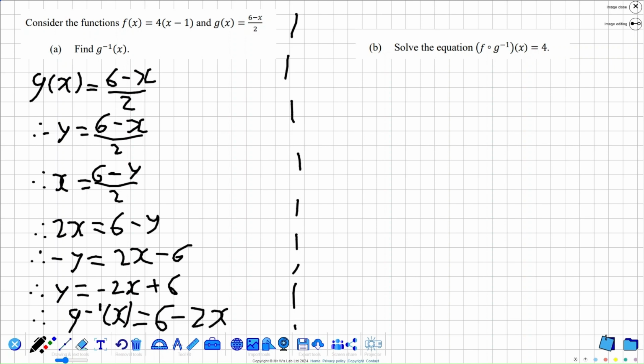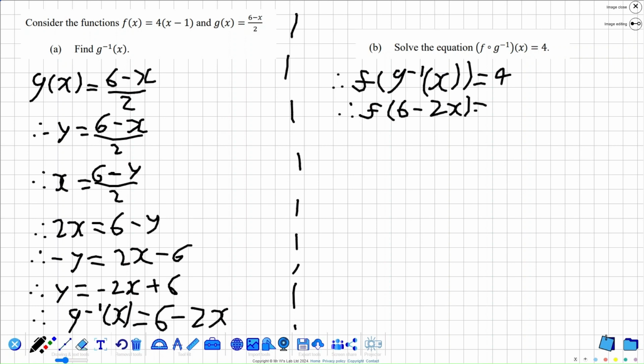So now the next one adds a little bit of composite functions like we did earlier. So what we're going to do is first show that in a different format. So obviously we can show that as, therefore, f of g inverse of x equals 4. Therefore, and we'll add the g inverse because we've already done that on the other side, we can say f of 6 minus 2x equals 4.